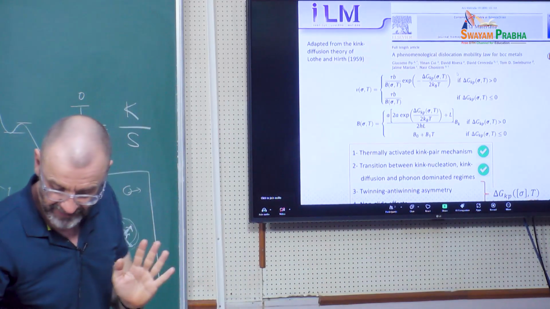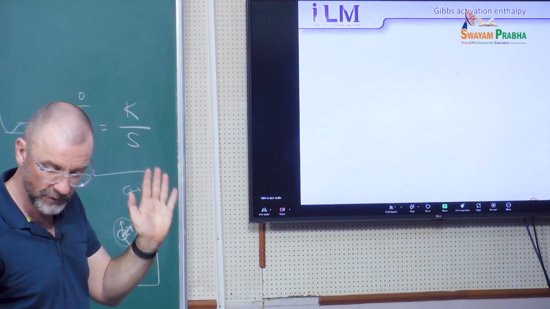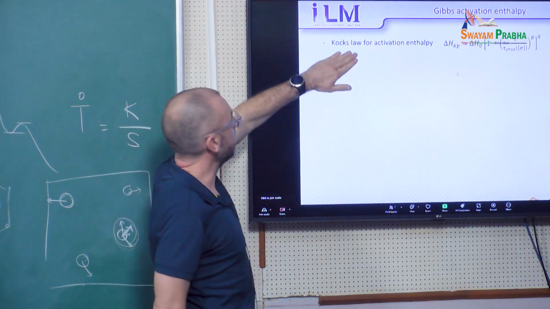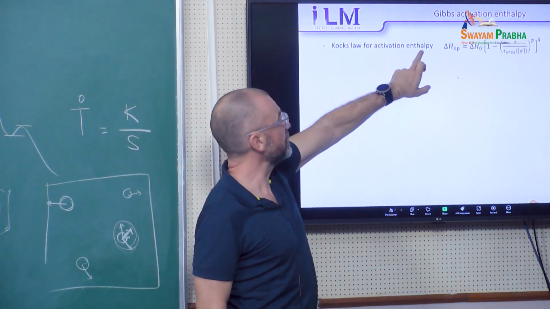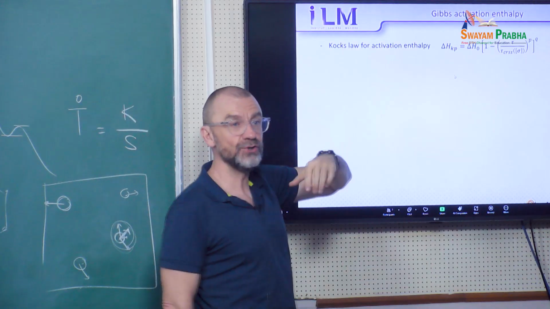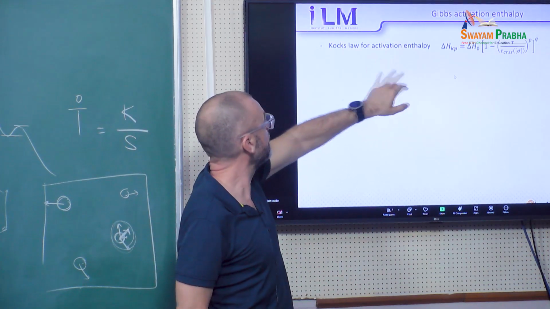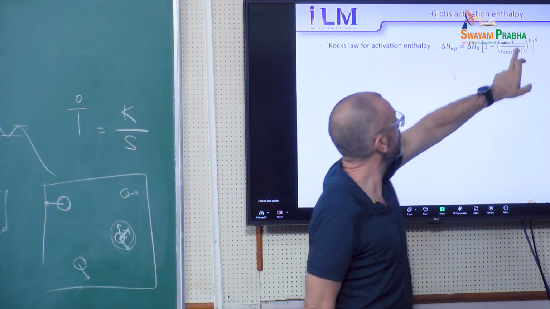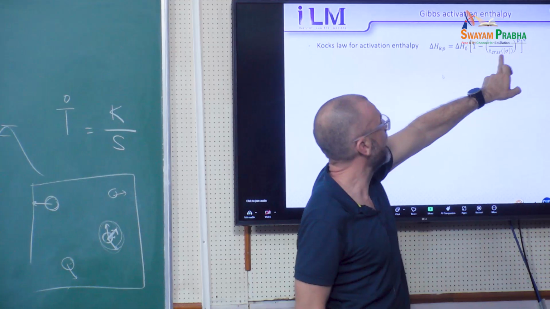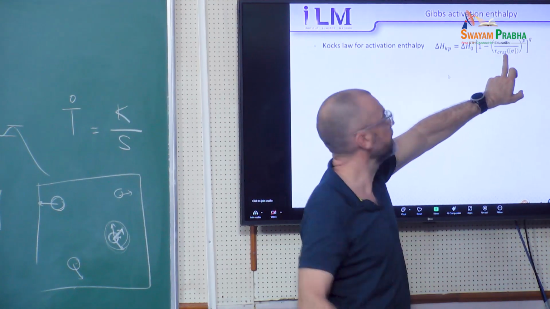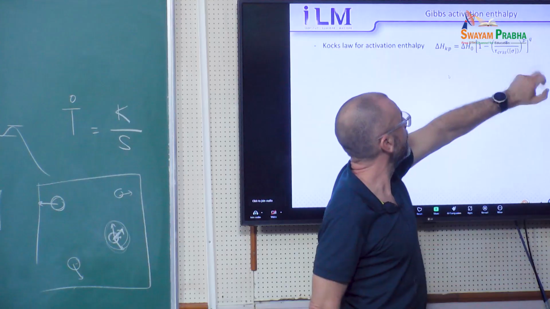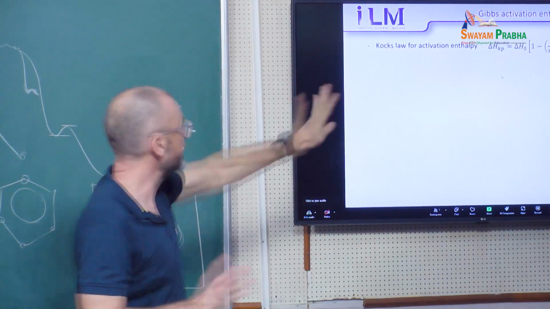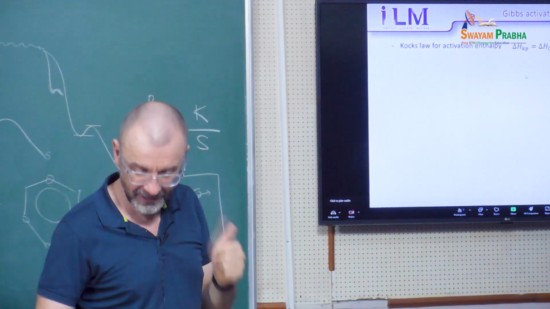And so for that, what they did is very typical. You will see it in many papers. You start by looking at the activation enthalpy. And you assume that the activation enthalpy follows what we call Kocks' law, where you have a ratio of the actual stress divided by what would be the Peierls stress. And then it's a nonlinear function with two exponents, p and q. Okay, so you take this shape for the activation enthalpy.